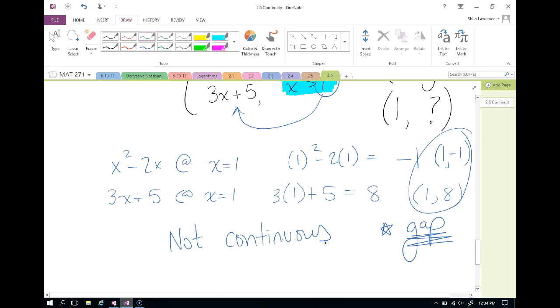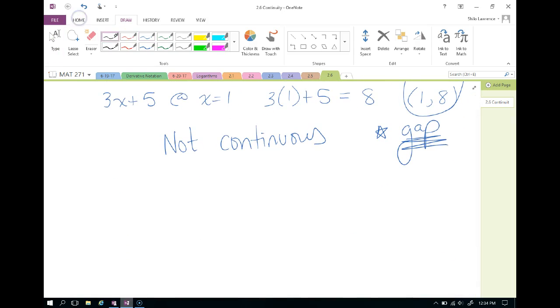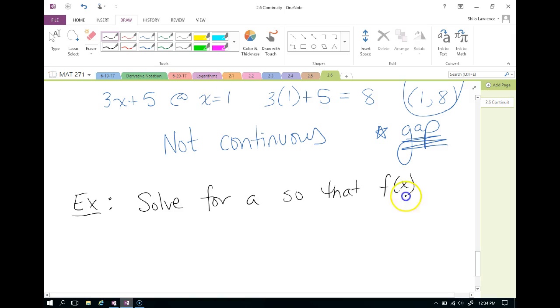We need those y values to be the same. If they're the same, that means these two pieces connect. So those are not the same. Another thing that we can do is we can figure out how to make them connect. We can solve for a so that f of x will be continuous.